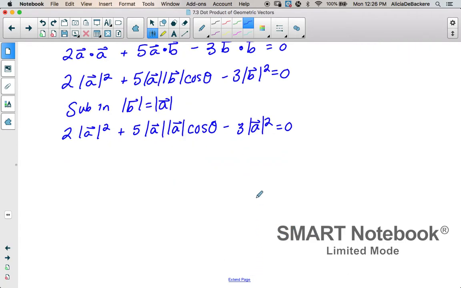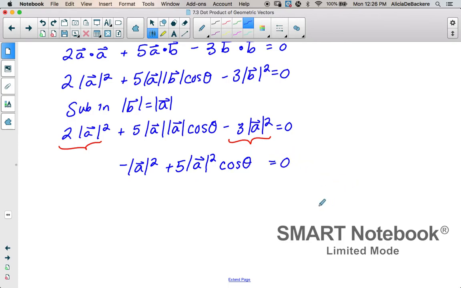And some variations on this question, instead of telling you that the two magnitudes are equal, they might actually give you values for those magnitudes. And then at this stage, I would also just substitute in those numbers for the magnitudes. That would work as well. So now what I see again is I've got some like terms. I've got 2 times the magnitude of a squared minus 3. So that's negative 1 times the magnitude of a squared. And then here I can clean up this. This is 5 times the magnitude of a squared times cos theta. We're getting there.